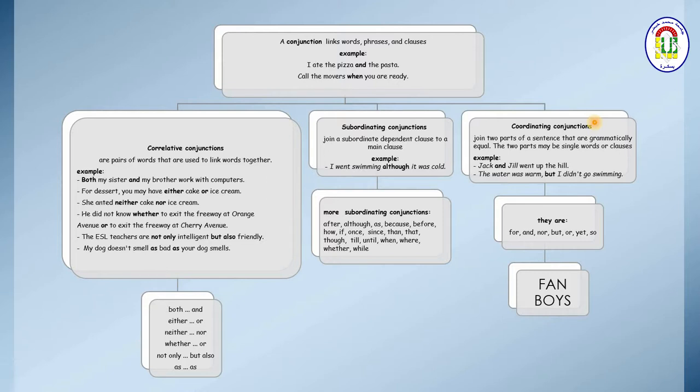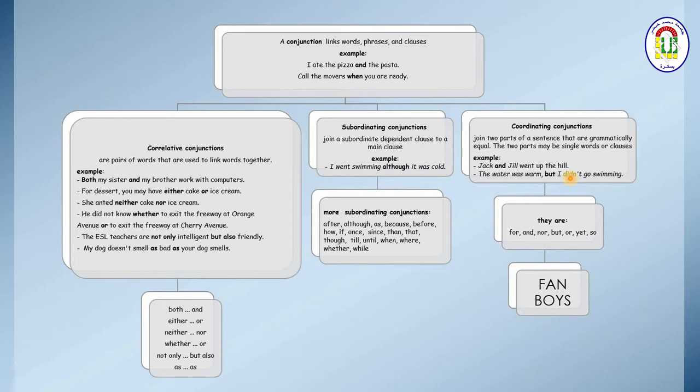The water was warm, but I didn't go swimming. It's approximately the same. The water was warm, but I didn't go swimming. I can't say I didn't go swimming. Full stop. I say the water was warm and I put a full stop. But I can link them together by adding a comma and the coordinating conjunction. But.